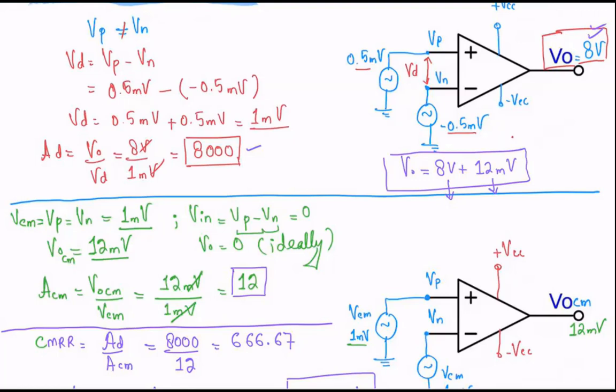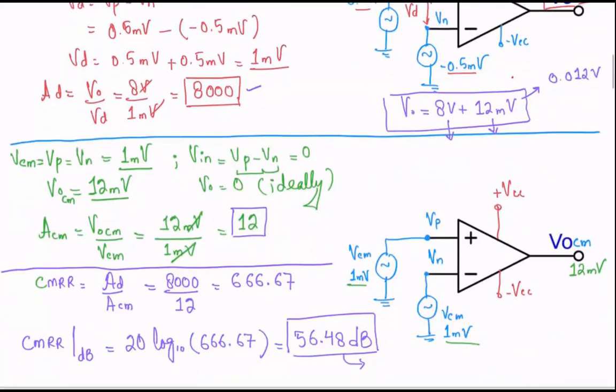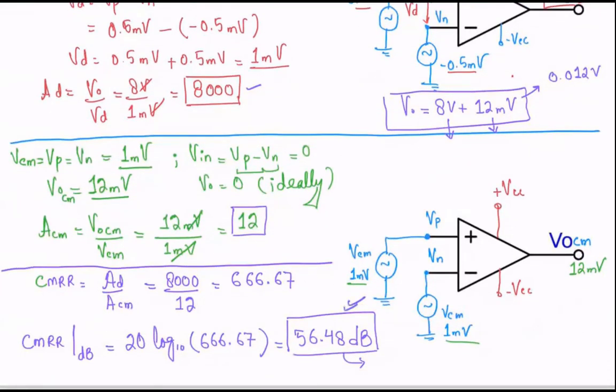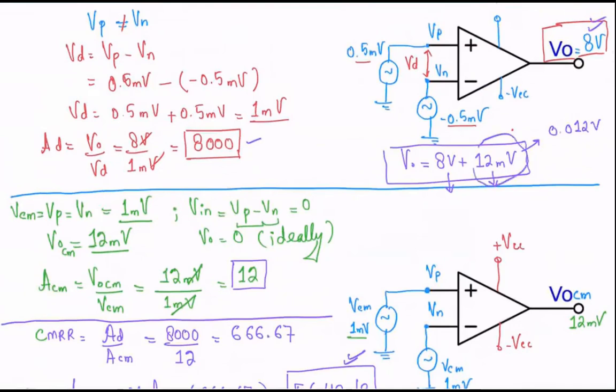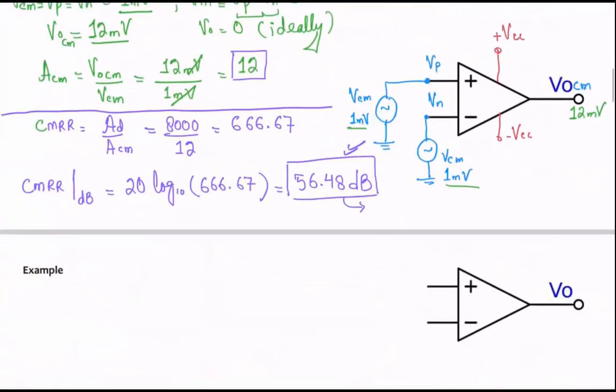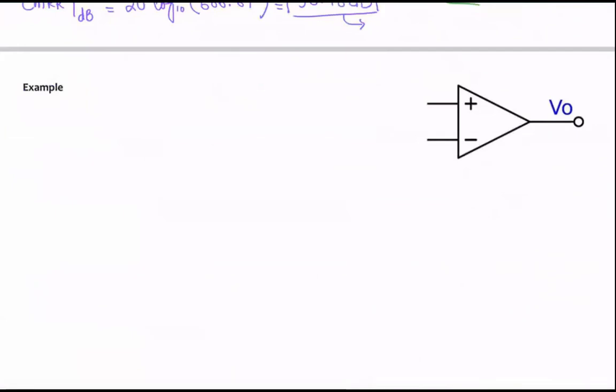If you look at it, 12 millivolt is basically 0.012 volts, so it's a very, very small number. The higher this number, the smaller this is going to be. All right, let's move on to another example, and this is again interesting.